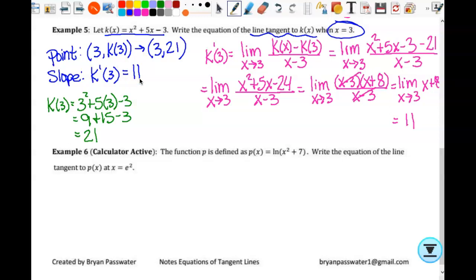Now that I have all of that, and if you have completely run out of room, we are not going to do example 6 right now because it does require the calculator, and we just haven't done that yet. We'll come back to this one. So if you need to write it a little bit underneath it or something, it's fine. Then I'm going to write the equation of my line, which would be y equals 11 times x minus 3 plus 21. Okay? What questions do you have?